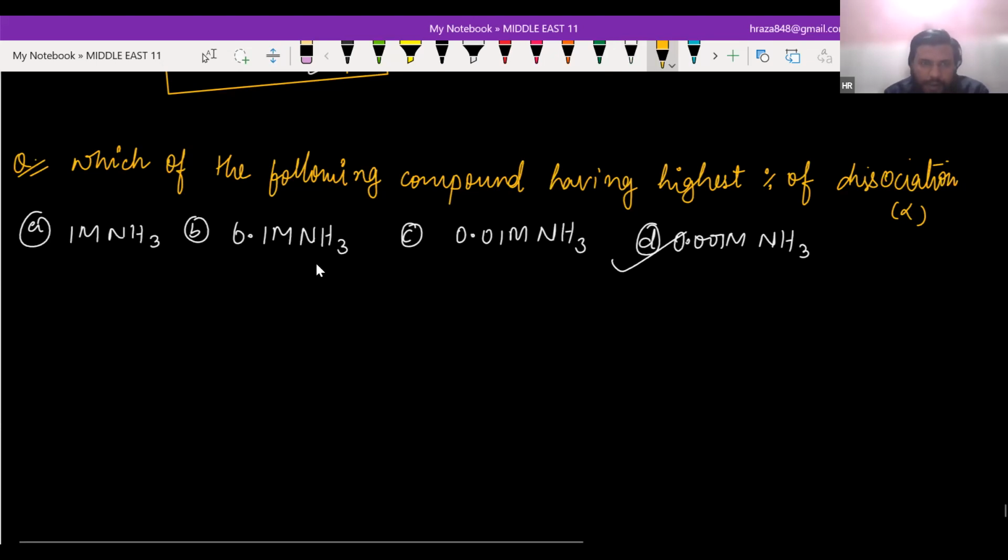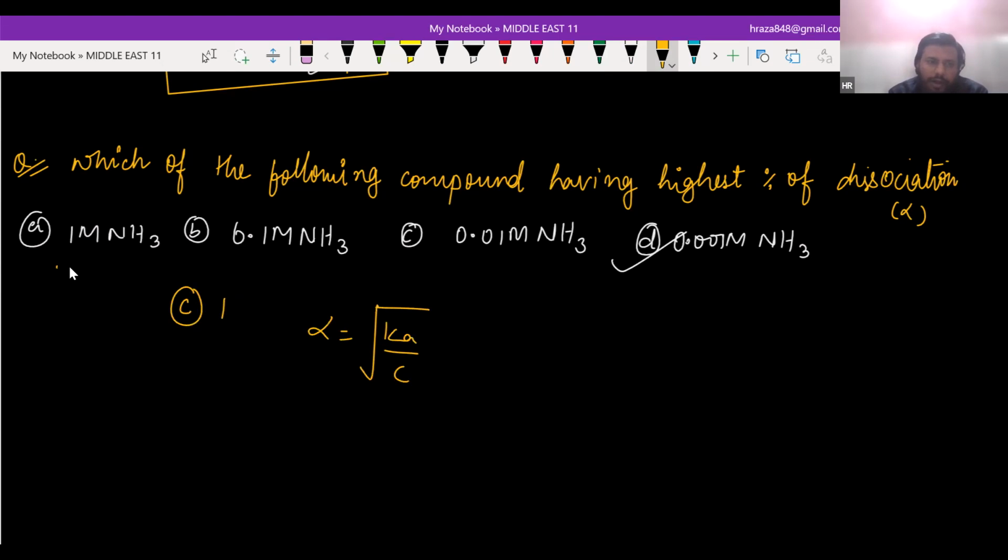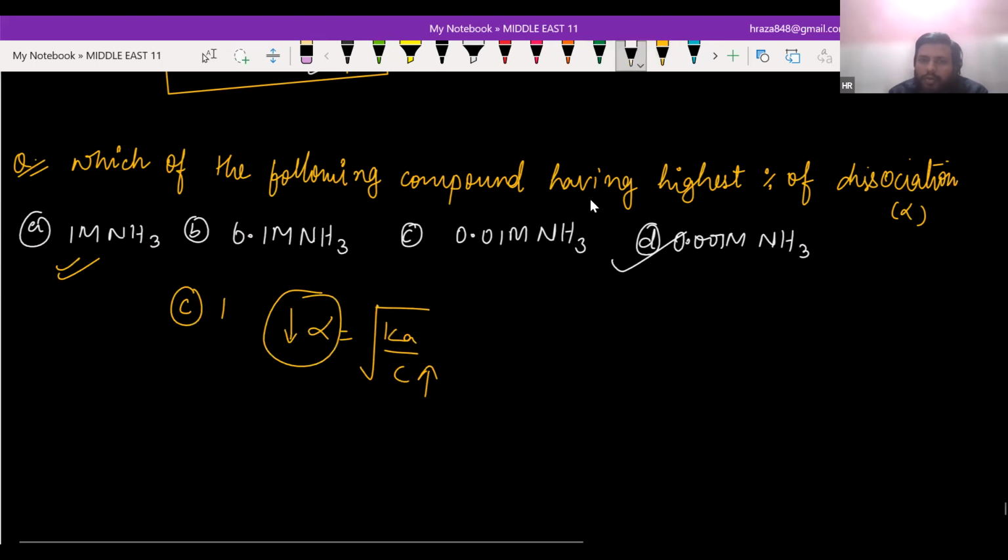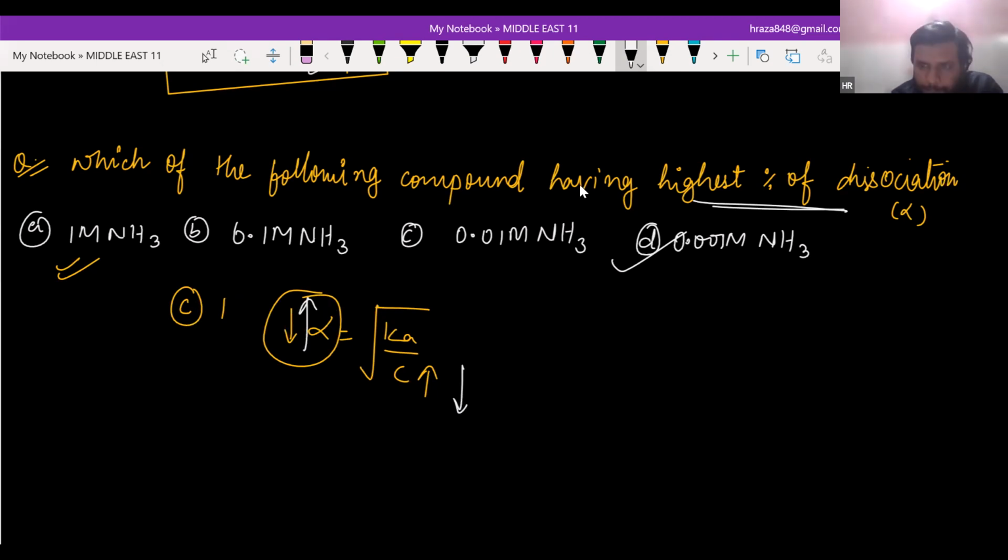Why? You can see molarity, that is C, concentration. Alpha is equal to root of Ka upon C. This is concentration, and if concentration is high, alpha is low, and if alpha is low, dissociation is low. So according to our question, the highest percent of dissociation means alpha has a very big value, and Ka is constant, so if concentration is low, the value will increase. So option D. Okay, is that okay, Krishna? Yes, sir. Okay, thank you.